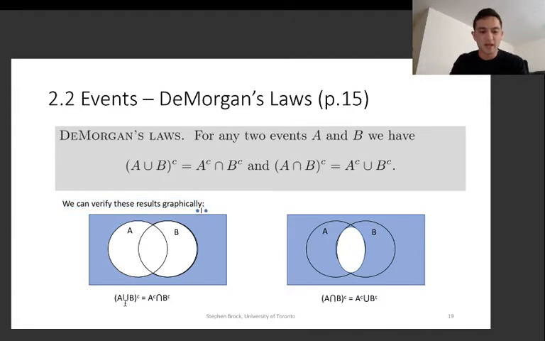So we know that if we're looking at A union B, then the complement is everything that's not in A union B, but in the sample space, right? So that's all this blue region over here. And then the complement of A intersection B is equal to the complement of A or the complement of B, right? So the complement of A is everything outside of the circle A, and then the complement of B is everything outside of the circle B, and the overlap is the intersection.